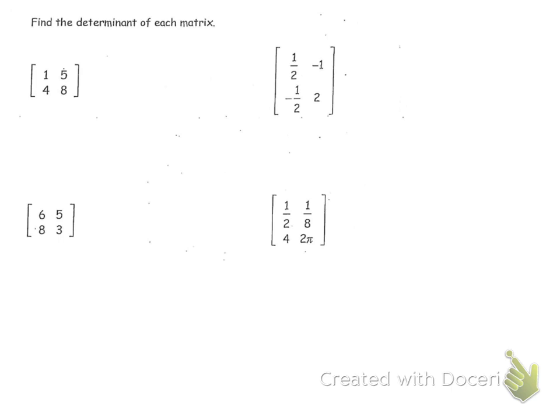So, top left, difference of the diagonals. 1 times 8 is 8, minus 4 times 5 is 20. So the determinant there would be negative 12. Top right, difference of the diagonals. 1/2 times 2 is 1, minus negative 1 times negative 1/2, which is a positive half. So that answer would be 1/2.